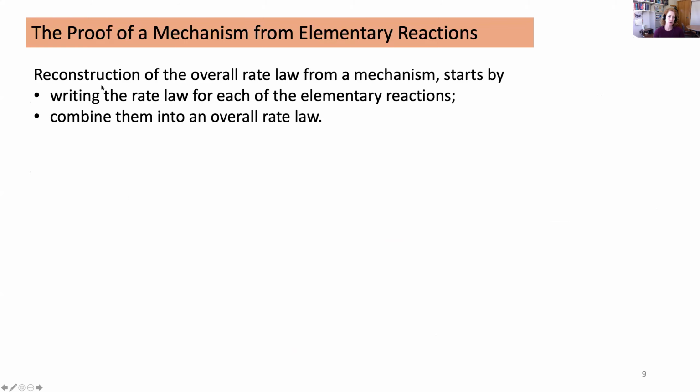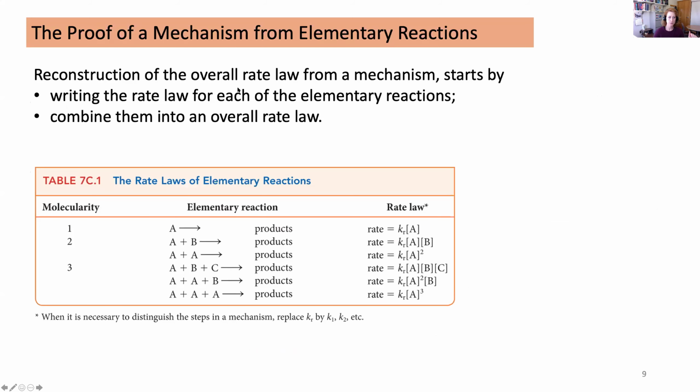So this is how you would test a mechanism from elementary reactions. You're going to reconstruct the overall rate law by writing the rate law of each of the elementary reactions. So we're going to write out all of the elementary reactions and then combine them into an overall rate law. There are two ways that we can do this. I'm going to tell you about the steady state approximation and then the pre-equilibrium way to do it. So these are the rate laws of your elementary reactions, right?